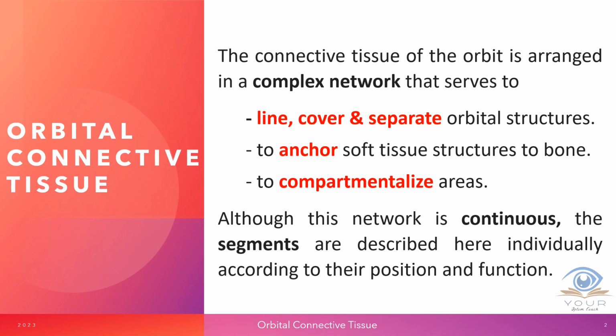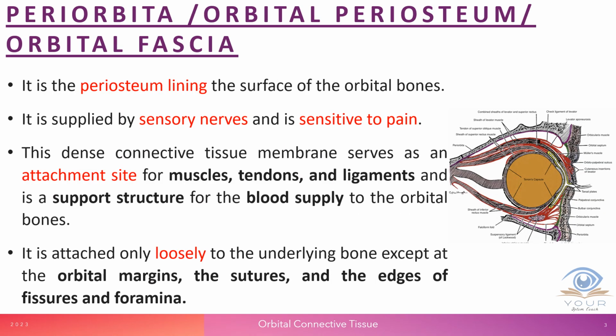The connective tissue of the orbit is arranged in a complex network that serves to line, cover and separate the orbital structures, to anchor soft tissue structures to the bone and to compartmentalize the areas. Although this network is continuous, the segments are described here individually according to their position and function.